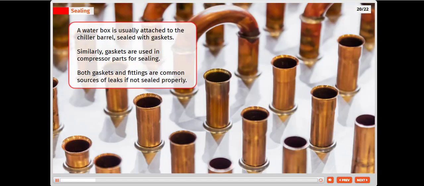A water box is usually attached to the chiller barrel, sealed with gaskets. Similarly, gaskets are used in compressor parts for sealing. Both gaskets and fittings are common sources of leaks if not sealed properly.